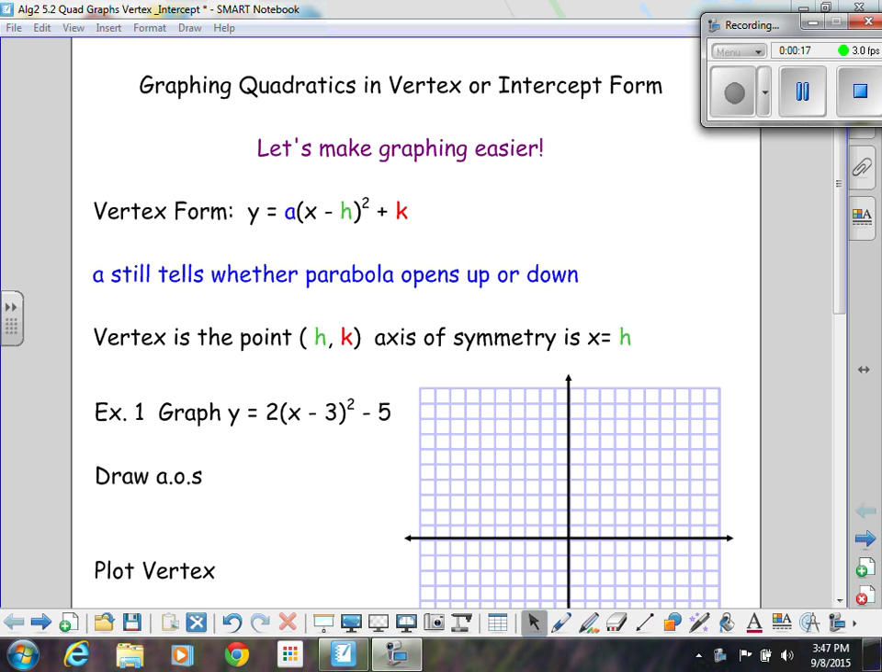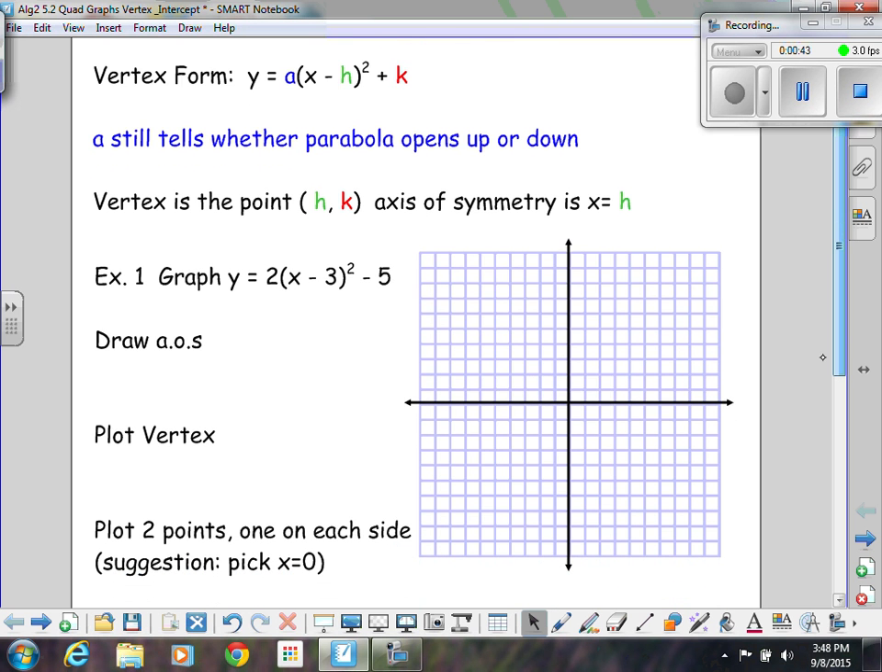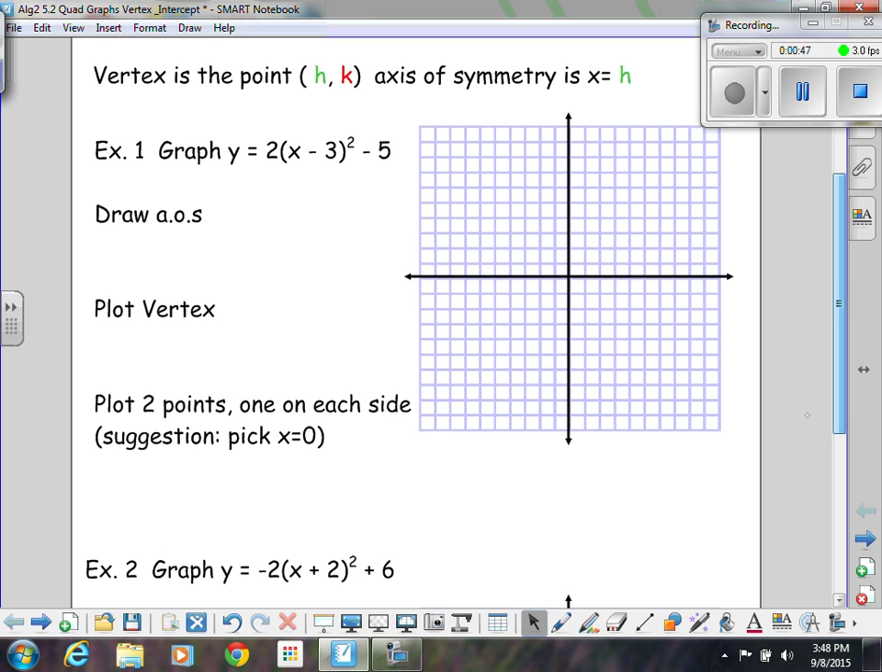All right, so reminder, vertex form looks like y equals a, parentheses, x minus h, parentheses, squared plus k. And a is still going to tell us whether the parabola opens up or down. And remember that (h, k) is our vertex, just like it was for the absolute value. And our axis of symmetry, remember that's that dotted line we draw through the middle of our parabola, that's just going to be x equals h. So it will always go through that vertex. So let's do an example.